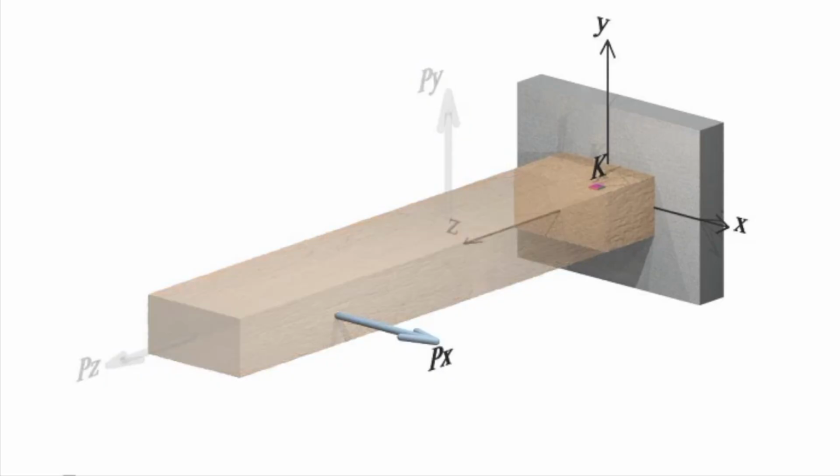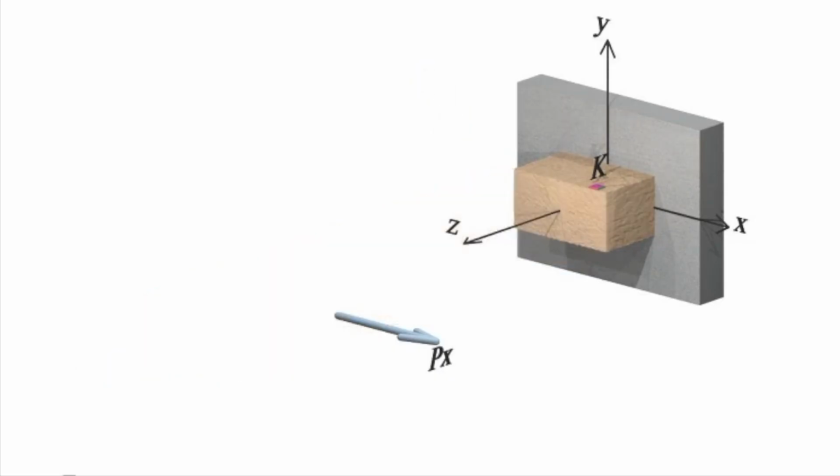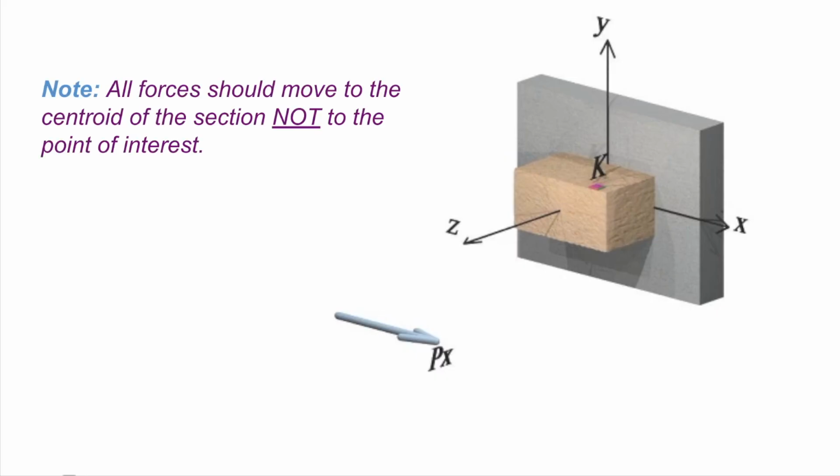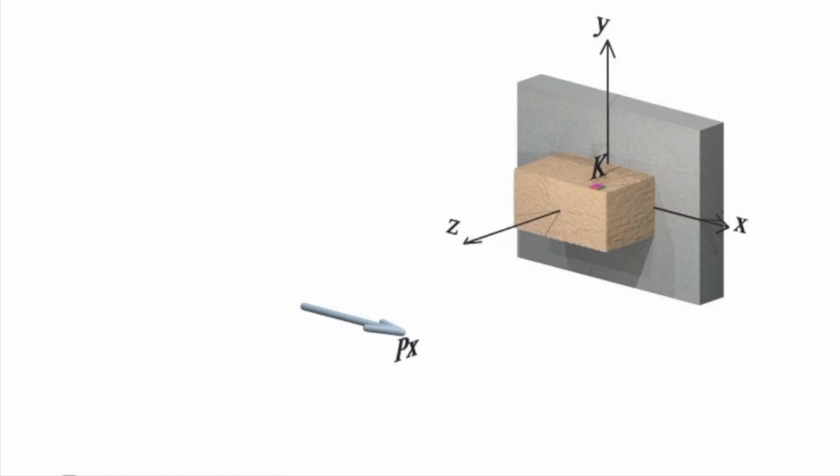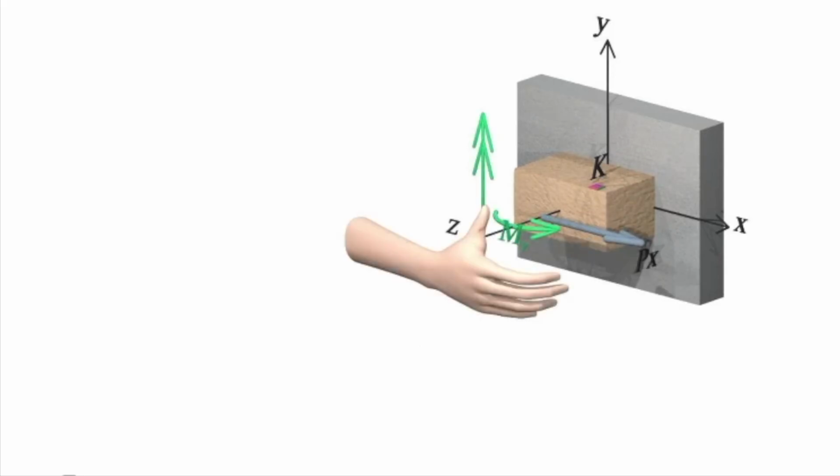First of all, I'm going to move force Px, so I'm going to get rid of the others. We are going to cut this section passing through point K and move force Px to the centroid of that section. Remember, we don't move the force to point of interest. We move the force to the centroid of the section. The first move would be moving the force along its own axis, which is not producing any moment. The second move would be moving the force perpendicular to its direction, so there will be a bending moment. This moment would be equal to the distance that the force has traveled multiplied by the magnitude of the force. The direction of the moment using the right-hand rule, as we can see, is going to be positive y, so moment about the y direction.